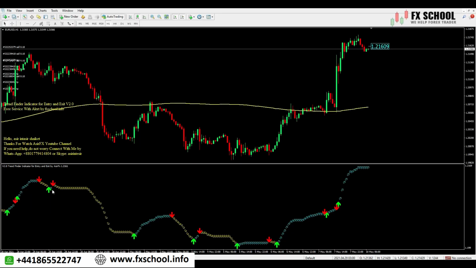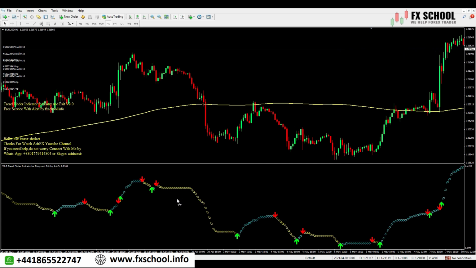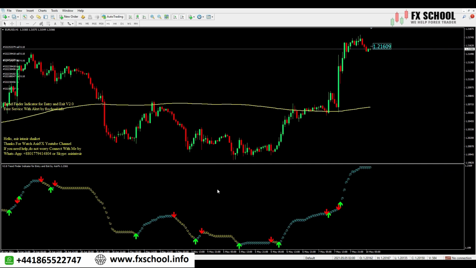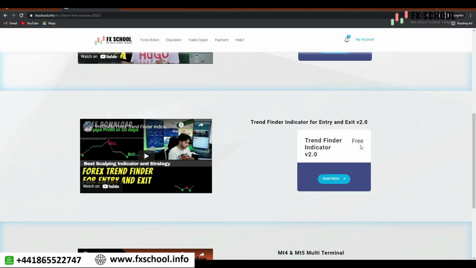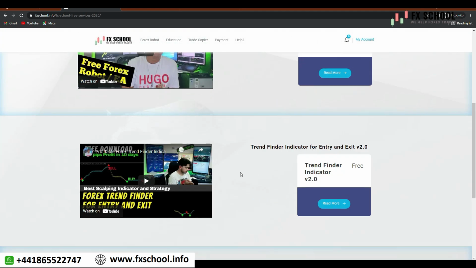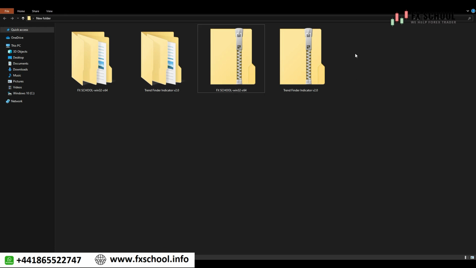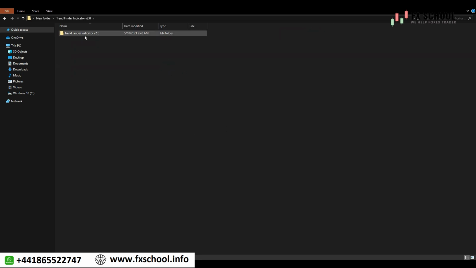If you don't know how to get the trend finder indicator, it is very easy. Go to our website, and there is an option, free robot and indicator. Click here and you will get this page. Go a little bit down, there is the trend finder indicator. If you click here, you will receive an email. There you will get a file, and you have to download that file. After downloading, extract all, and you will get the trend finder indicator. Open it and there you will get the guideline and the indicator.